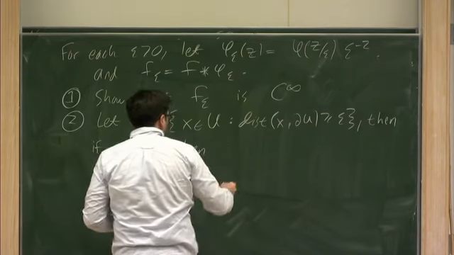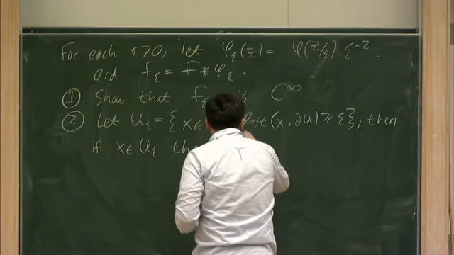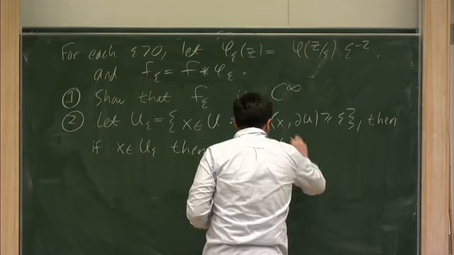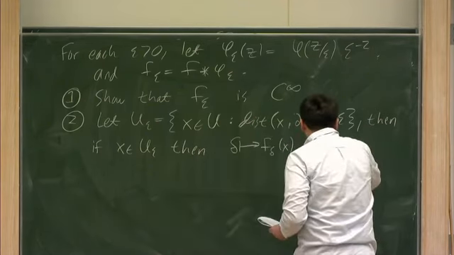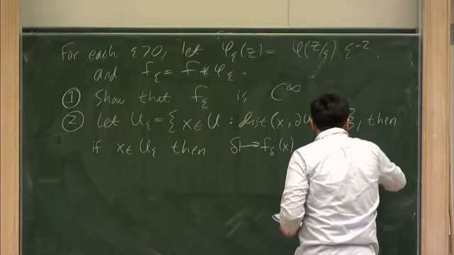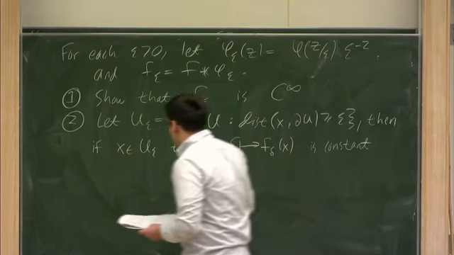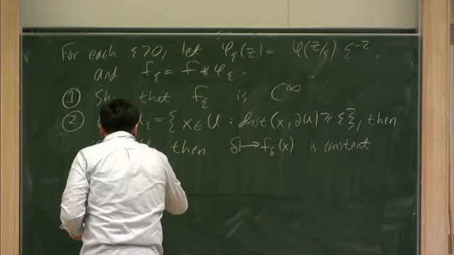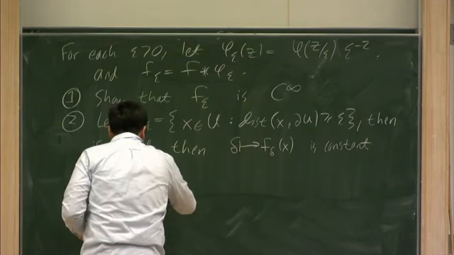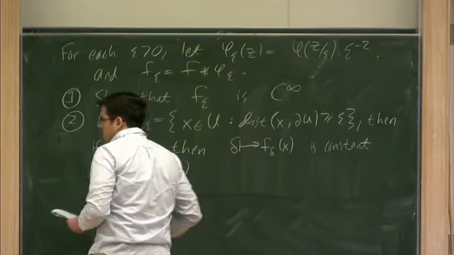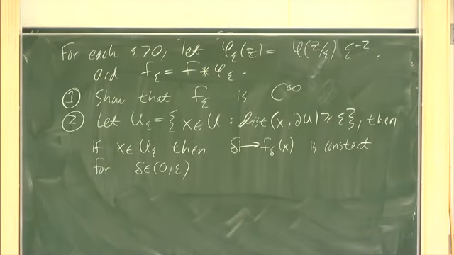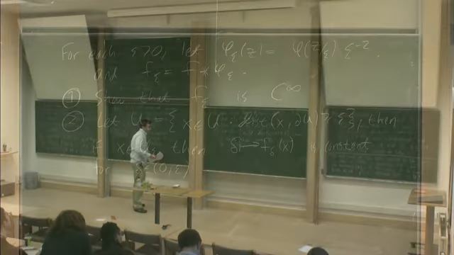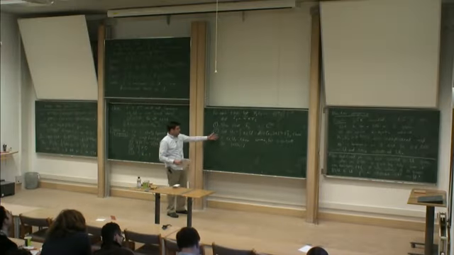then the function which takes you from a given value of delta to f sub delta of x is constant, as long as delta is smaller than epsilon. So for delta between 0 and epsilon. Okay, so for all delta small enough, this function is actually going to be constant.